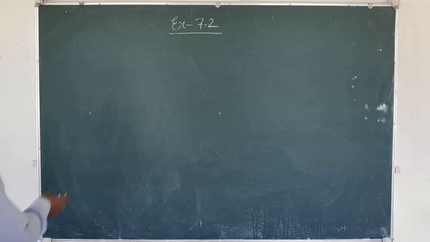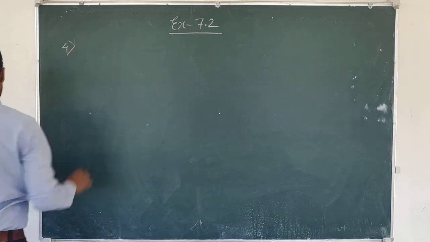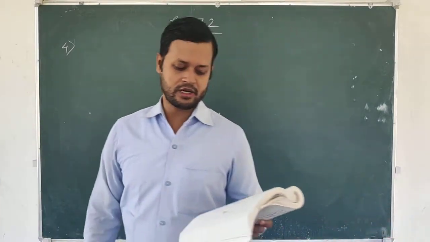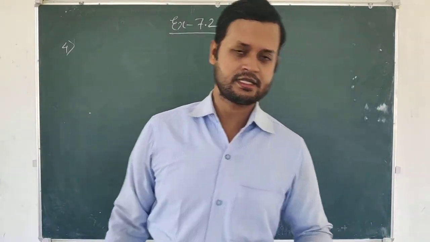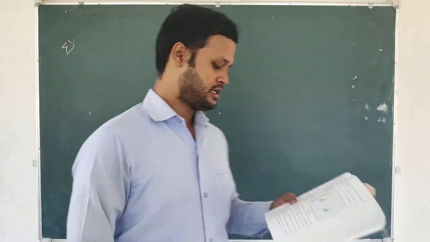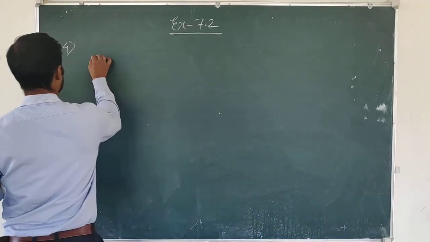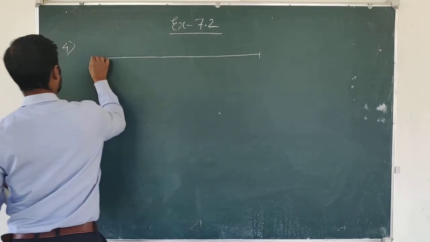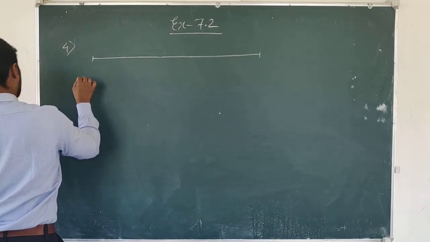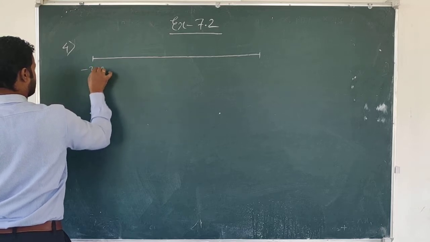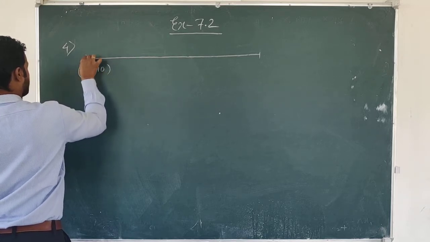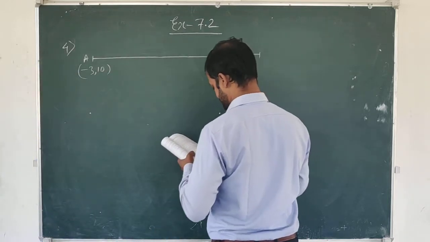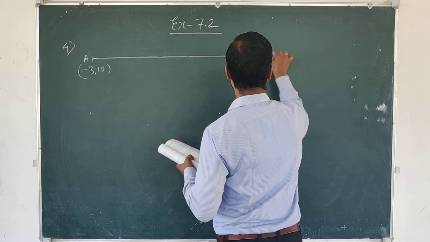So let us see another situation, students. Number 4. Find the ratio in which the line segment joining the points -3, 10 and 6, -8 is divided by -1, 6. So one point is -3, 10. Let us consider this point to be A. And the other point, B.